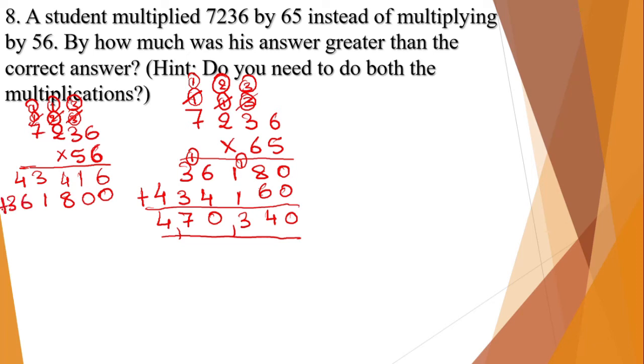Now we should add the numbers. So 6 plus 0 is 6. And 1 plus 0 is 1. And 4 plus 8 is 12. So 2 here and 1 carry over. And 1 plus 3 plus 1 is 5. And 4 plus 6 is 10. So 0 and 1 carry over, and 1 plus 3 is 4.